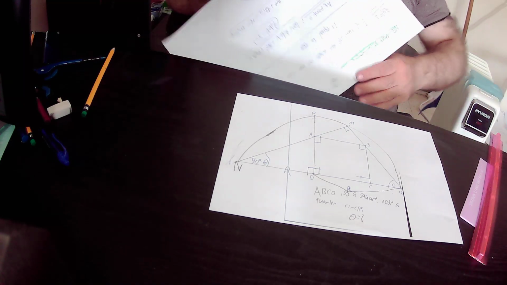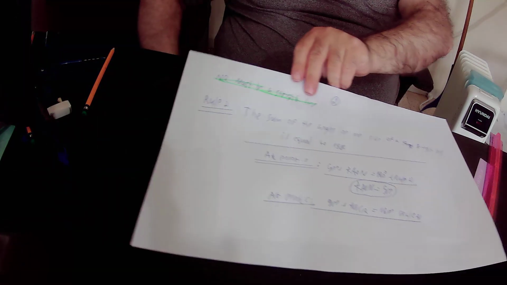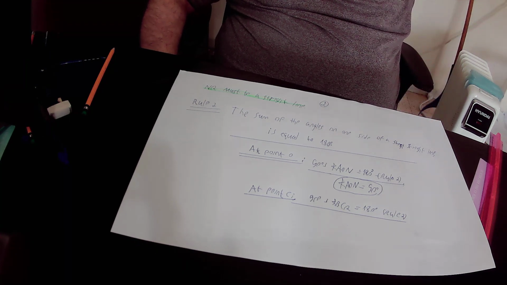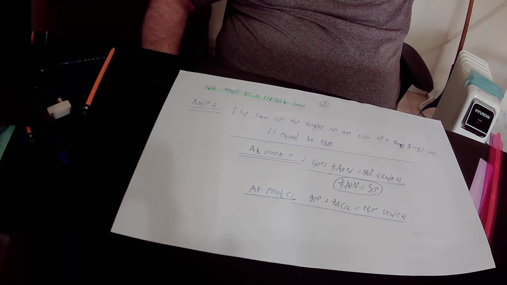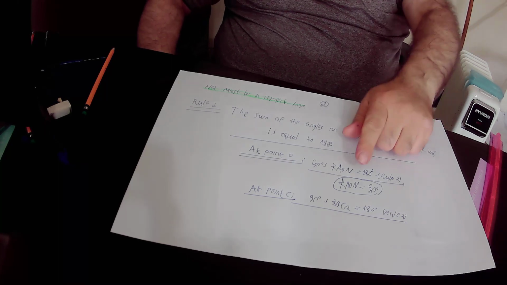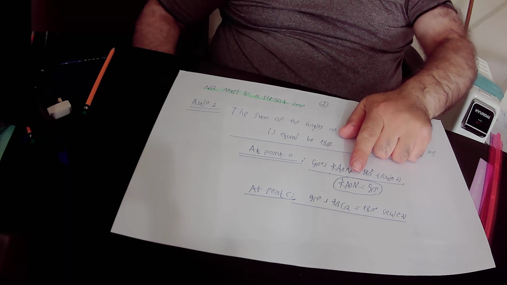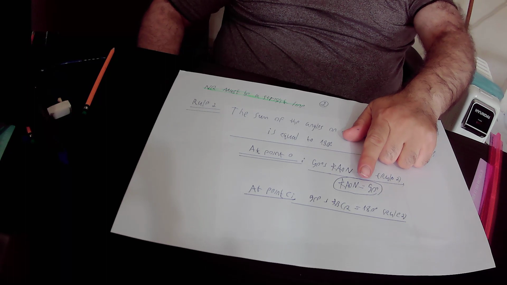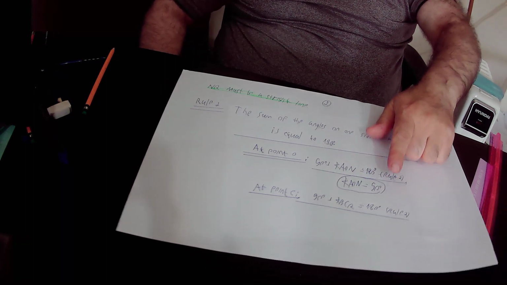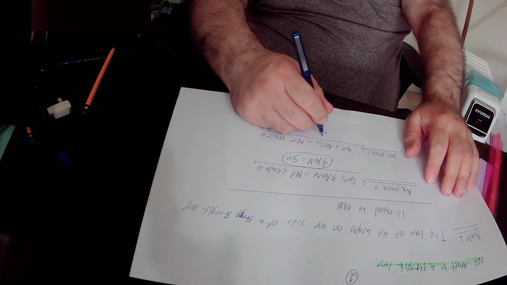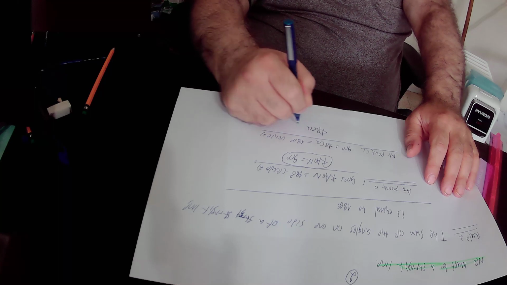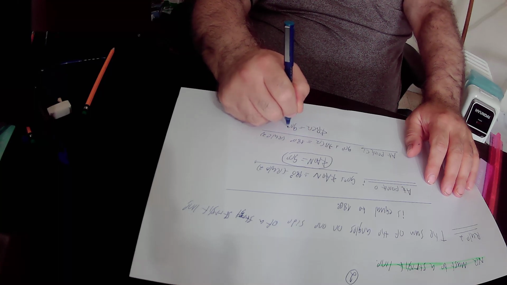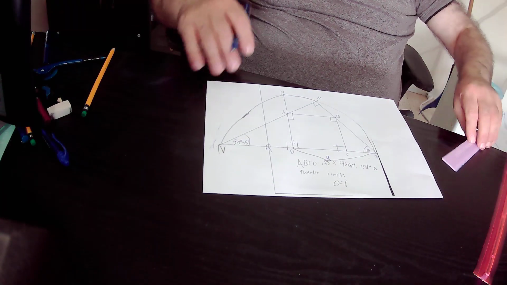I repeat again. At the upper side of the straight line NQ at point C, the sum of the angles must be equal to 180 degrees, according to rule number 2. So at point C, at the upper side of NQ, we have 90 degrees plus angle BCQ. In total, they must be equal to 180 degrees. We will subtract 90 degrees from this equation, and we get that angle BCQ, the missing angle, is equal to 180 degrees minus 90 degrees, it is 90 degrees. So this angle is equal to 90 degrees.